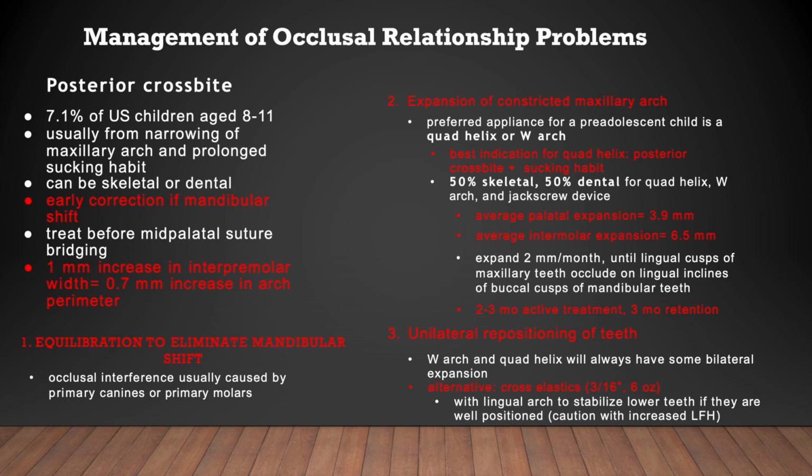Now, number three, we have unilateral repositioning of teeth. So a W arch or a quad helix will always have some bilateral expansion no matter what. So an alternative when you need unilateral expansion or unilateral repositioning of teeth is using cross elastics, in this case 3/16 with 6 ounces. And if, let's say, the lower teeth are well positioned, what you can do is use a lower lingual holding arch or a lingual arch to stabilize the lower teeth and then only get the tipping or the repositioning on the upper.